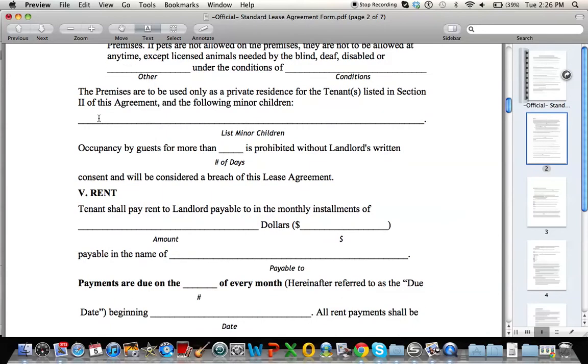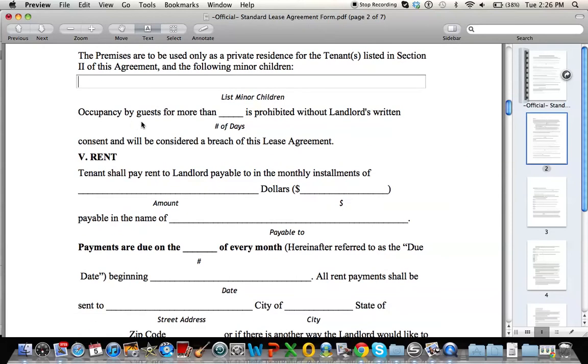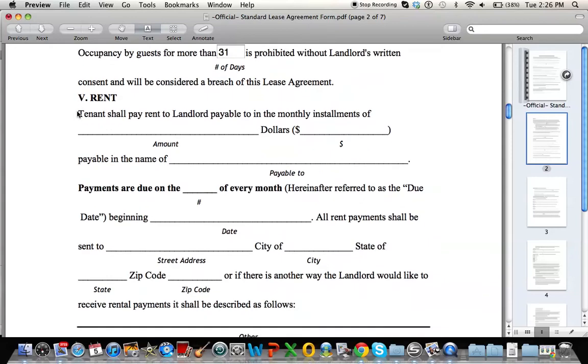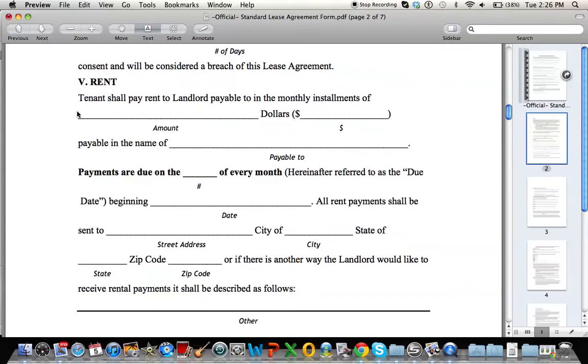Okay. The premises are to be used only as a private residence for the tenants listed in Section 2 of this agreement and the following minor children. Here you're going to want to list how many minor children and write the names of the children. Occupancy by guest for more than a number of days is prohibited. Usually if you have a guest for more than 31 days, it's not really normal. So we're going to say 31 days.